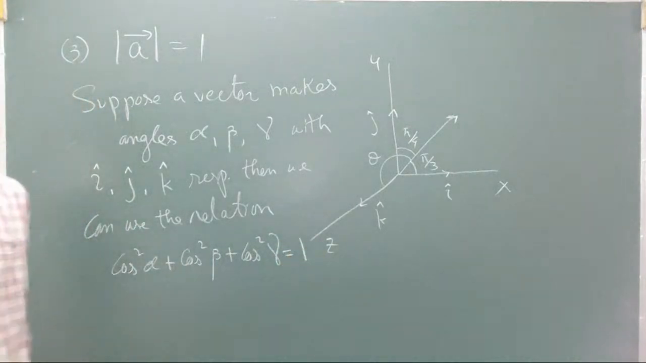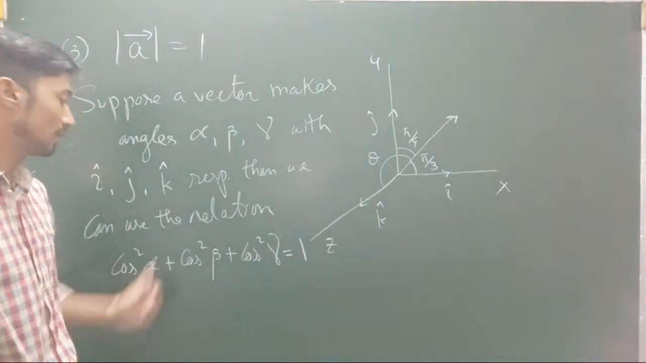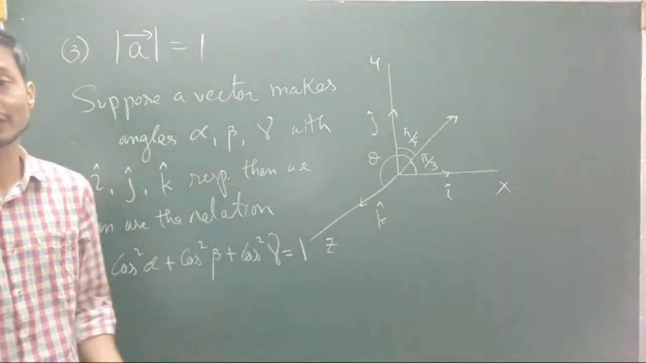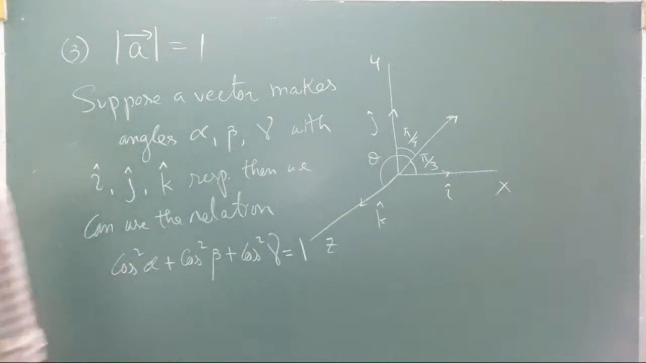Remember, in the concept video, I gave you L square plus M square plus N square, because L, M, N also represent direction cosines only. Same thing. So we are going to use this relation.